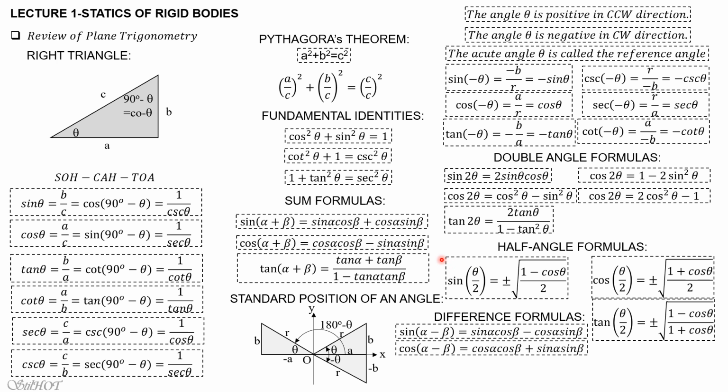And finally, for tangent, replacing beta by negative beta, so we have tangent of alpha minus beta is equal to tangent of alpha plus tangent of negative beta. But tangent of negative beta is equal to negative tangent beta. So this becomes tangent alpha minus tangent beta all over, again, tangent of negative beta is negative tangent beta, so negative times negative is positive. So tangent of alpha minus beta is tangent alpha minus tangent beta over 1 plus tangent alpha tangent beta.